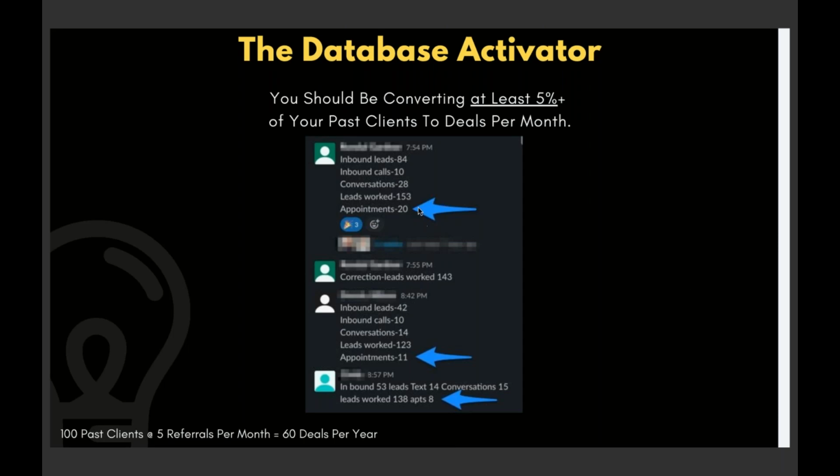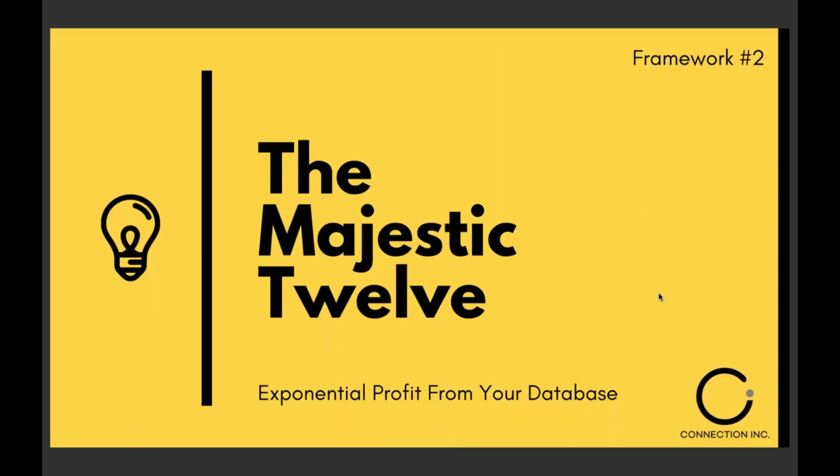This is another Slack conversation where our dialers, our appointment setters are, again, reaching out. You can see 28 conversations with past customers, 20 appointments booked. Here's another one. We had 14 conversations, 11 appointments booked. These people are happy to talk to you when you reach out to them. You just need to reach out and make it happen. So if you have any questions about the Database Activator, go ahead, type those into the chat and we'll get those taken care of.